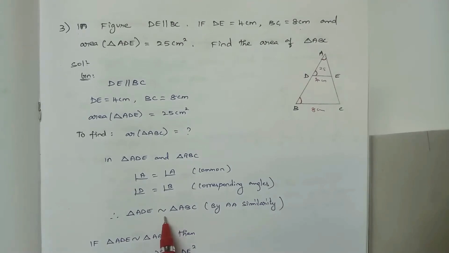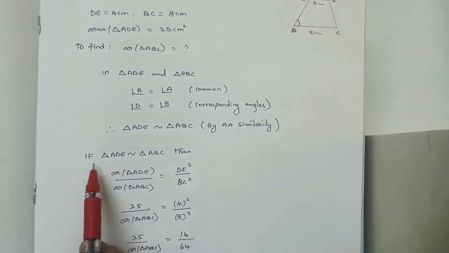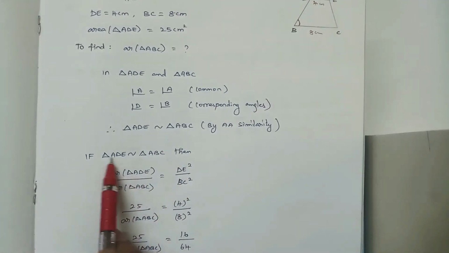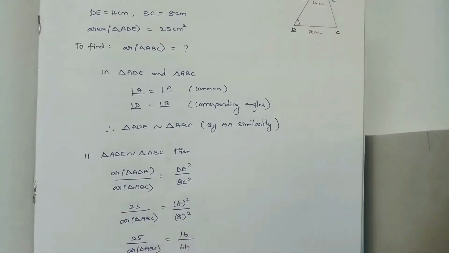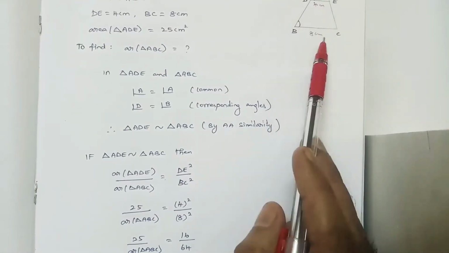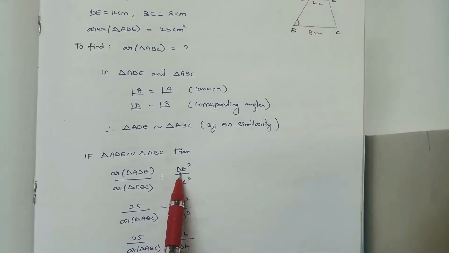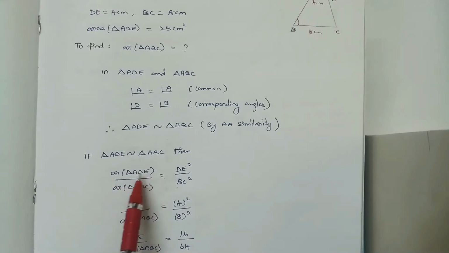If these two triangles are similar, then the area of triangle ADE divided by the area of triangle ABC is equal to the ratio of the squares of the corresponding sides. Which sides do we need? DE and BC, and we know these sides. So DE square divided by BC square. What is the value of DE? It is 4, so 4 square. BC is 8, so 8 square.